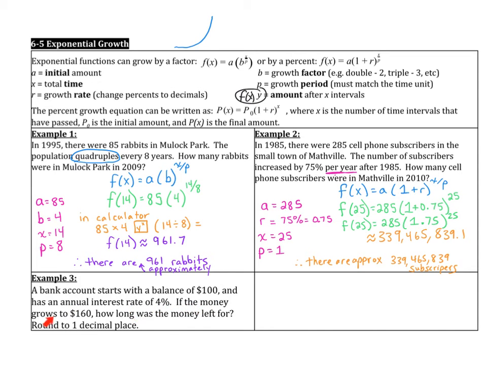All right, last example. A bank account starts with a balance of $100 and has an annual interest rate of 4%. If the money grows to $160, how long was the money left for? Now here's the difference, is that they've actually given us what the final amount is, 160. What we're being asked for is how long was the money left for. So what we're solving for in this case is the x.